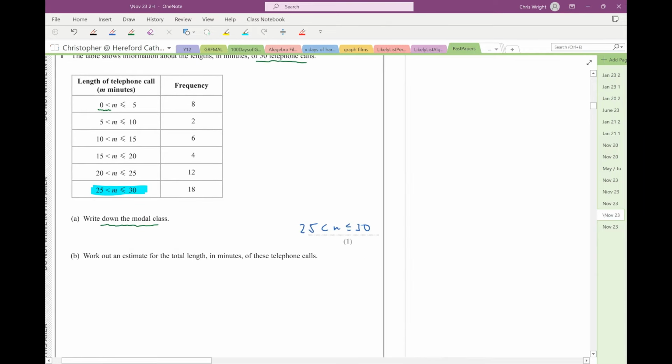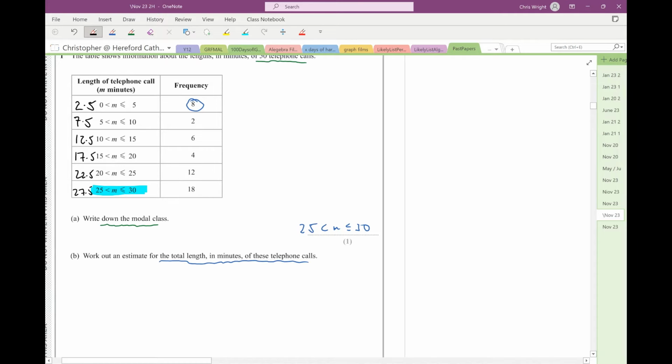Now, an estimate for the total length in minutes of these phone calls. Well, I've got 8 phone calls here. Now, how long did each of those phone calls take? Well, I'm going to use the midpoint. So I'm going to assume that each of those 8 phone calls took 2.5 minutes. And each of these, 7.5. And each of these, 12.5. And each of these, 17.5. And each of these, 22.5. And each of these, 27.5.